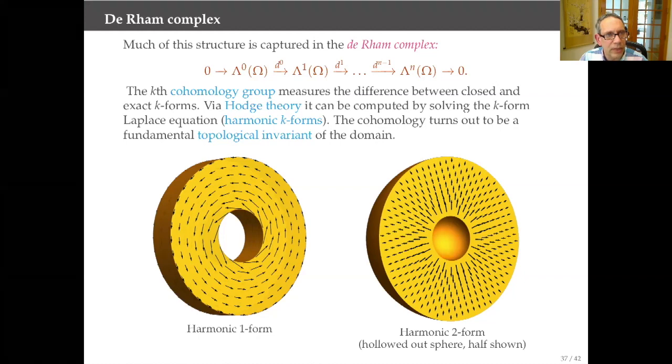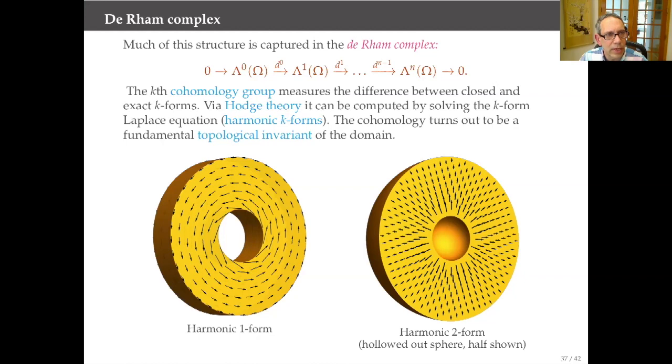And Hodge theory is a clever way to use functional analysis together with cohomology to actually compute the cohomology groups by solving differential equations, which are some kind of generalization of the Laplace equation. And these cohomology groups turn out to be fundamental topological invariants.